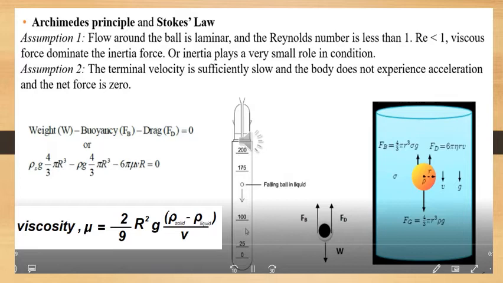So if we rearrange the equation and we want to determine the viscosity, we will get this equation: viscosity equals 2/9 times r squared times the gravitational force times the change in density, which is the density of solid minus the density of liquid, over the speed, which is the speed of the fall. With this equation, we will determine the viscosity once we get all the data that we need.